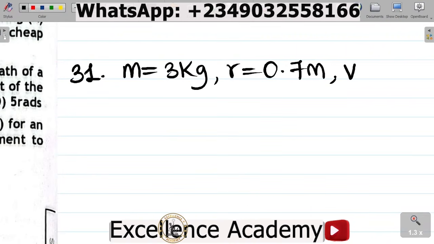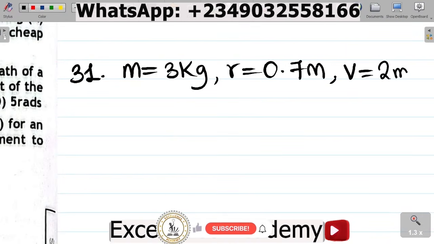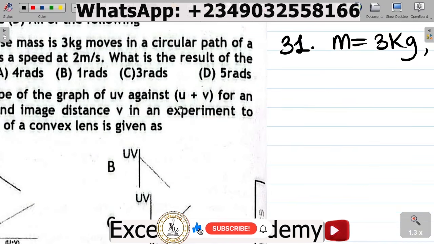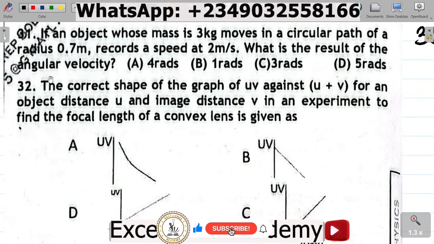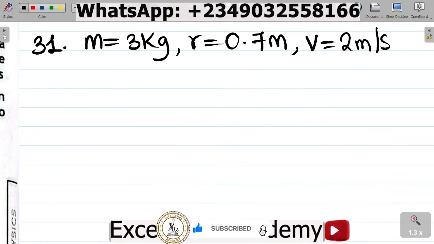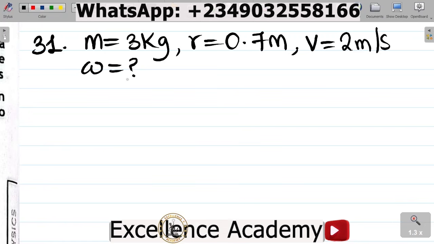So you're given speed, that's v, velocity, equal to 2 meters per second. You're asked to find the angular velocity. We know that angular velocity is represented by omega, and that's equal to unknown. Now, to solve this, you want to recall that there's a relationship between linear velocity v and angular velocity omega, and that relationship is that v is equal to omega times r. You want to know that linear velocity is equal to angular velocity times radius.